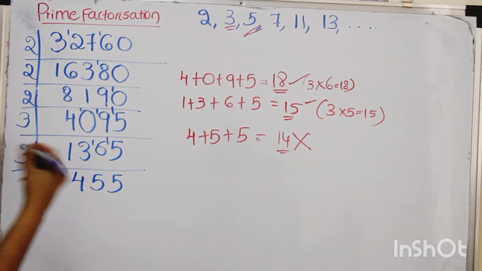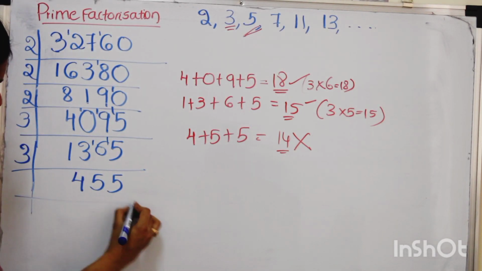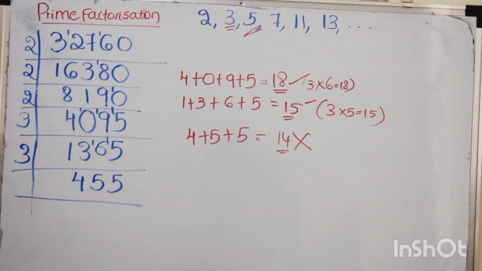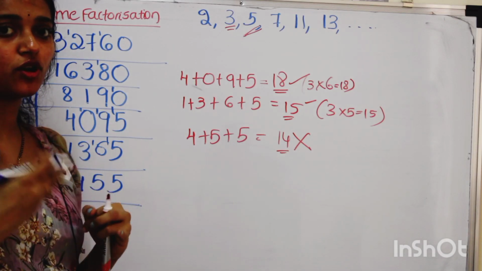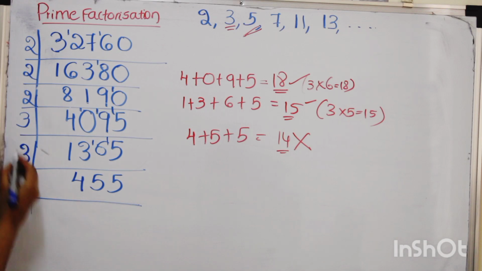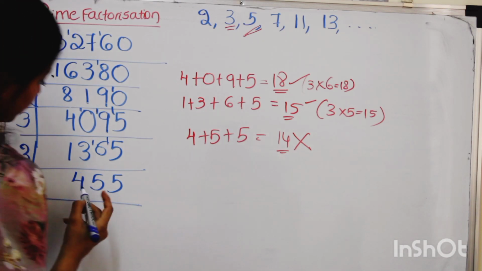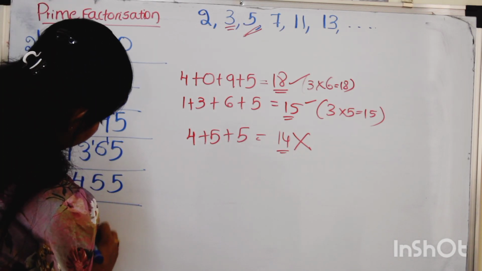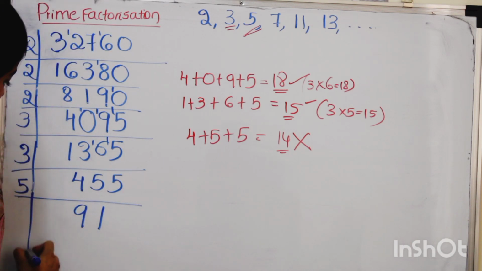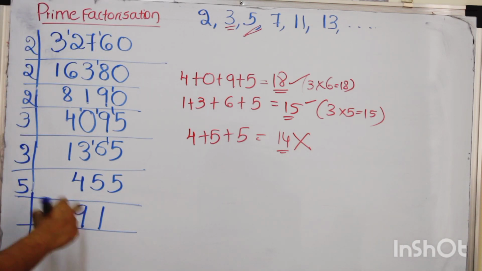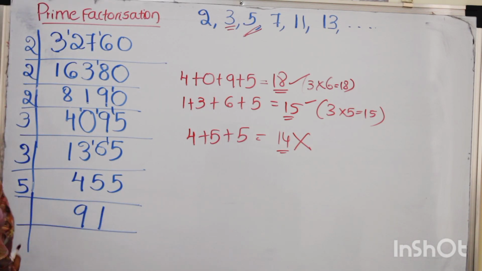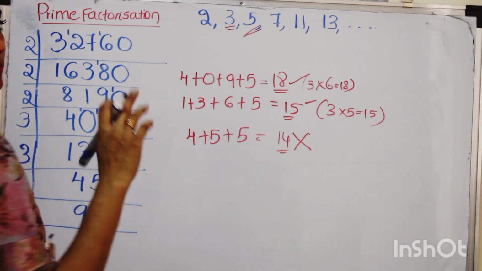5. So take 5. It is divisible by 5. Why? Because the last digit is 5. If the last digit is 5 or 0, then it is divisible by 5. So take 5. So 5 9s are 45, 5 1s are 55. So now you got 91. So it is not divisible by 5.